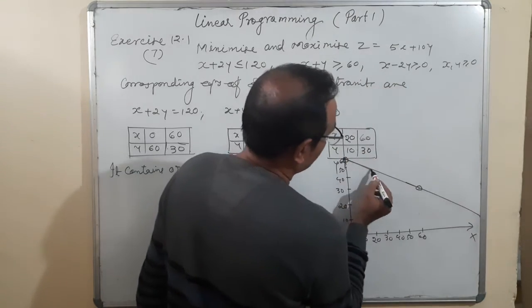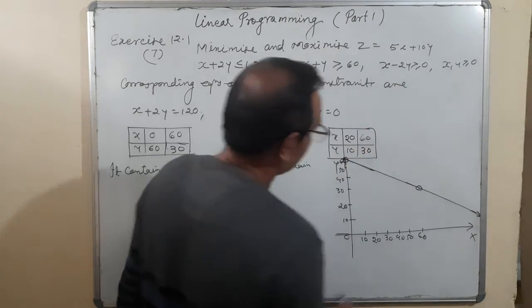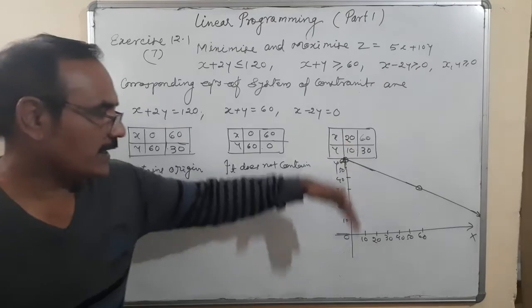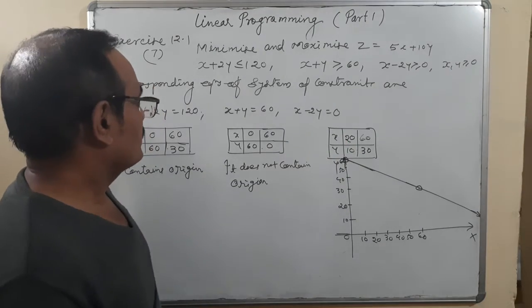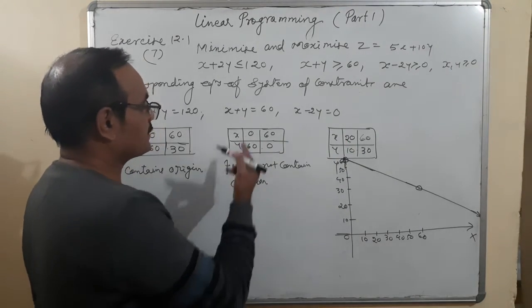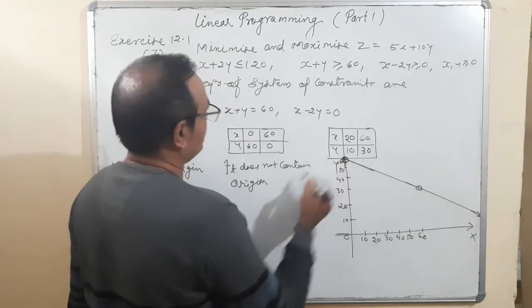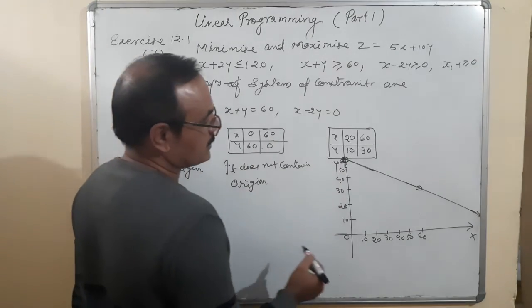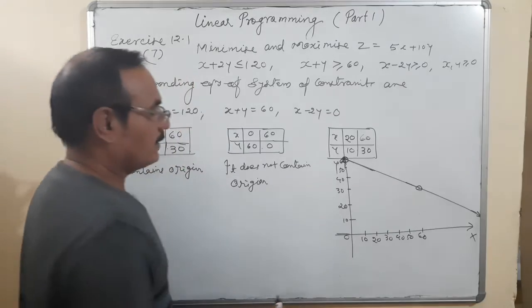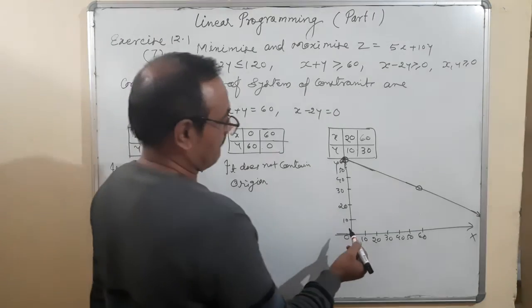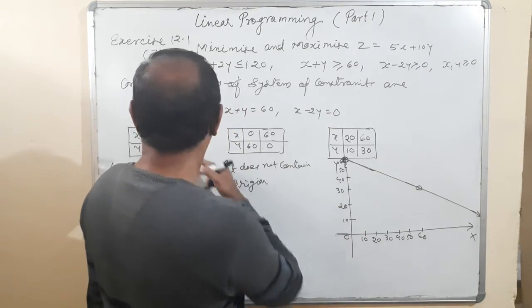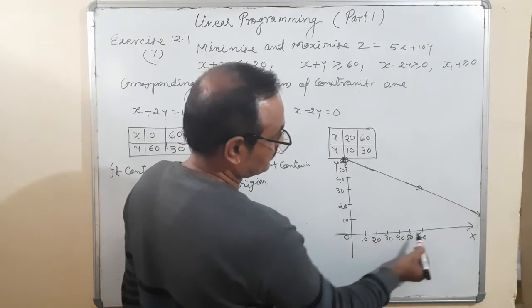What is the condition for this? It contains origin. That means towards here. Second is 0 comma 60. X 0, y 60. Again, this is the point. And 60 comma 0. X 60, y 0.